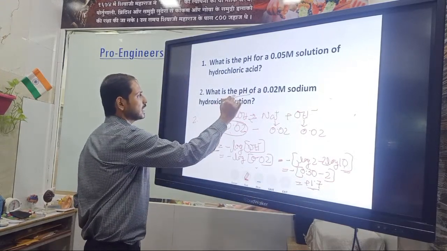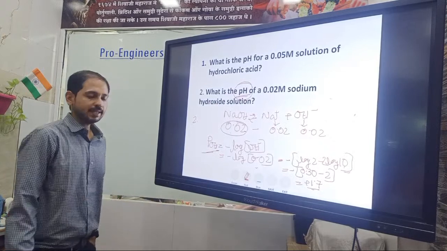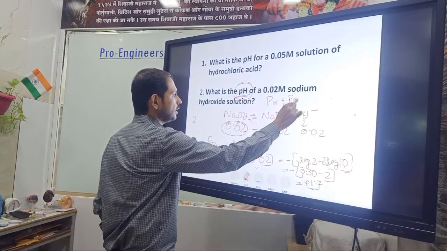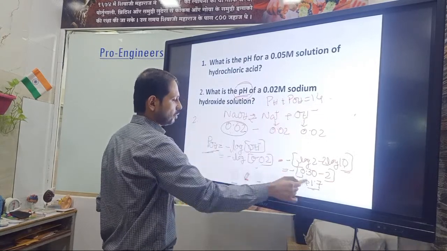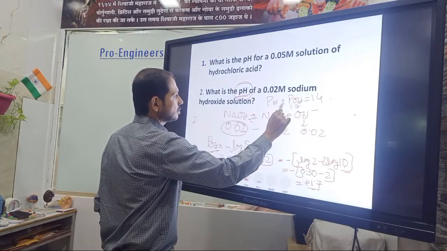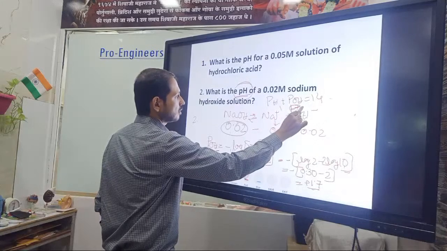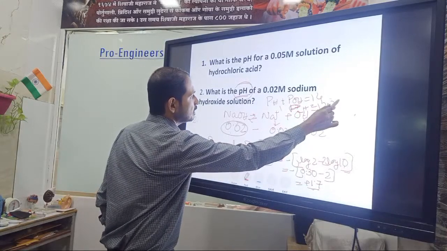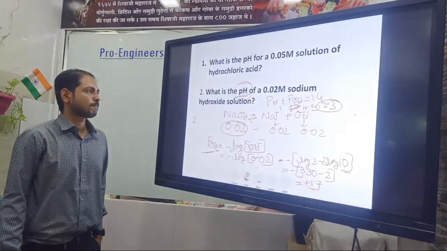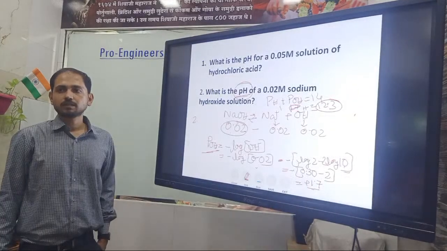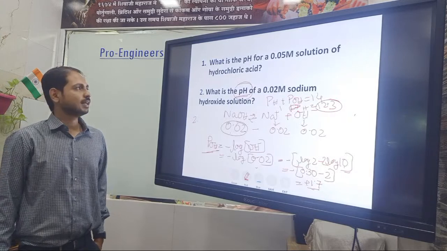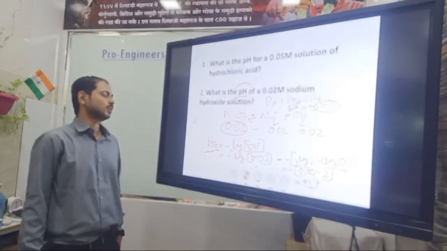But in the question they have asked to calculate the value of pH. So now here we need to use this equation, pH plus pOH is equal to 14. Since we have the pOH 1.7, the pH value will be 12.3. So that means it is above 7, so it is a basic solution. Previous one was acidic. This is the basic sodium hydroxide.